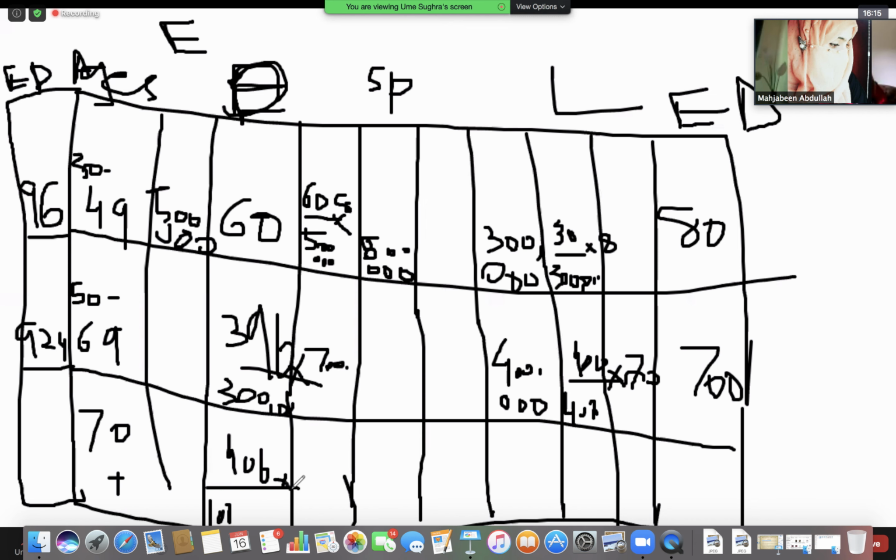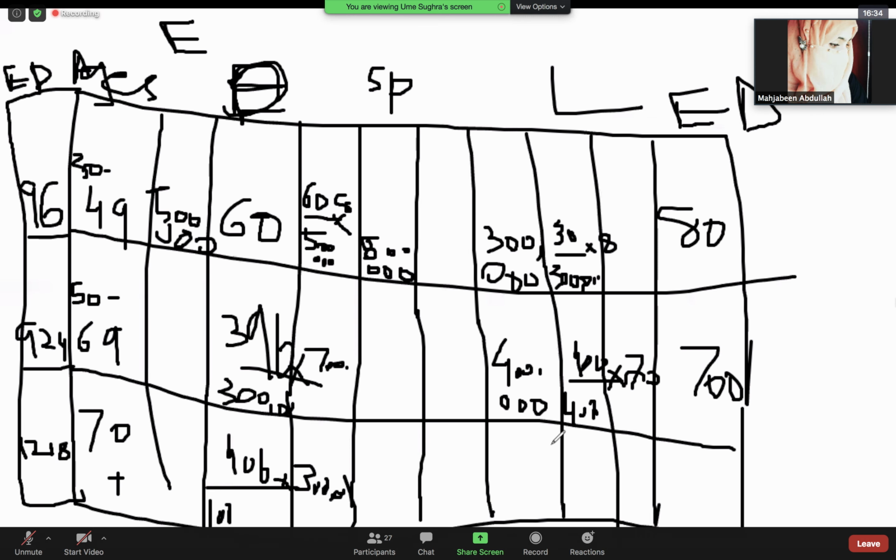And the population is 300,000. Yes, ma'am. That gives us how much? 1218. 1218. Very good. 1218 is the expected number of deaths.